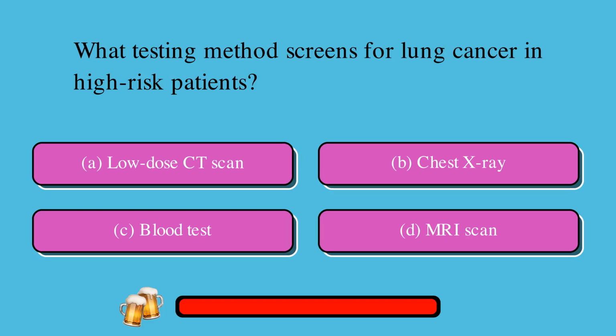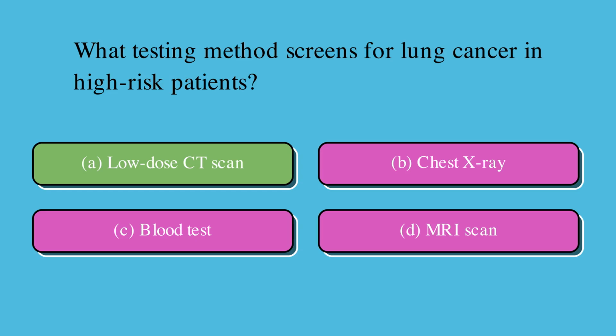What testing method screens for lung cancer in high-risk patients? A. Low-dose CT scan, or B. Chest X-ray, or C. Blood test, or D. MRI scan? The correct answer is A. Low-dose CT scan.